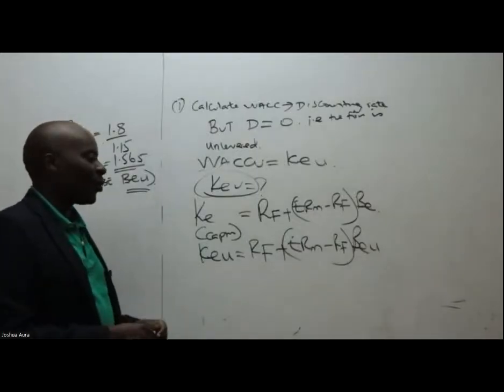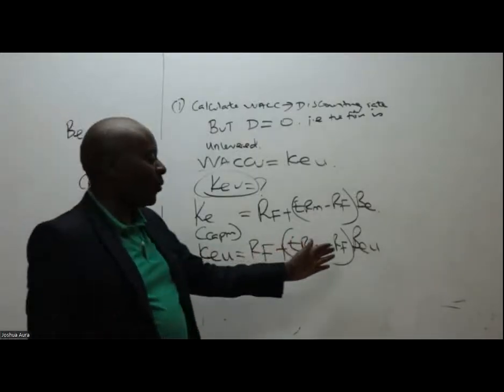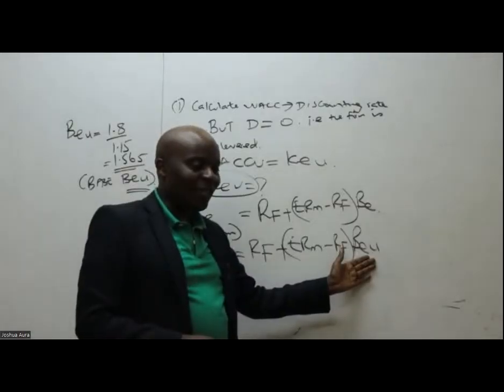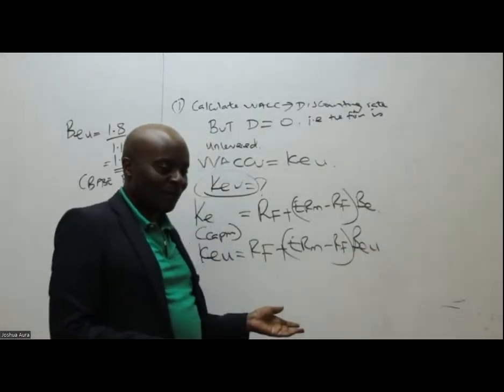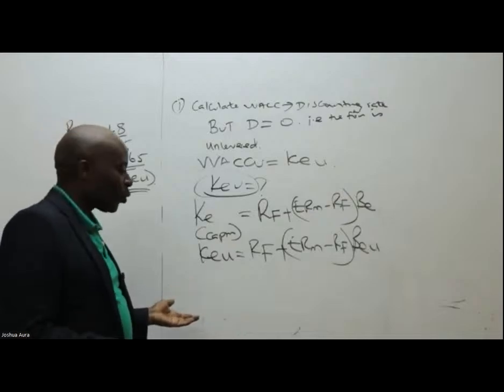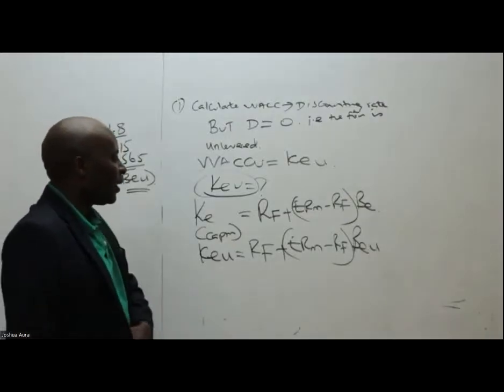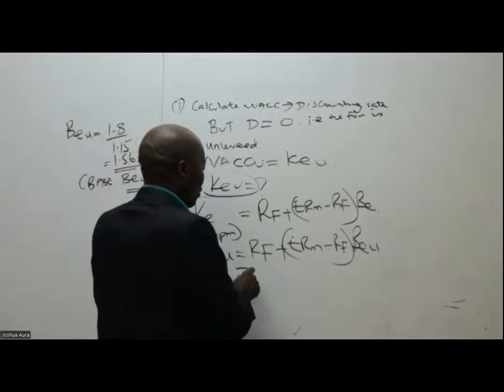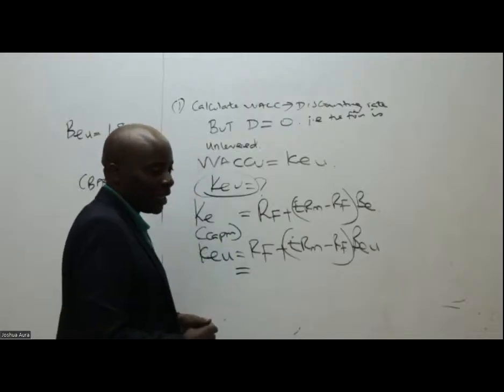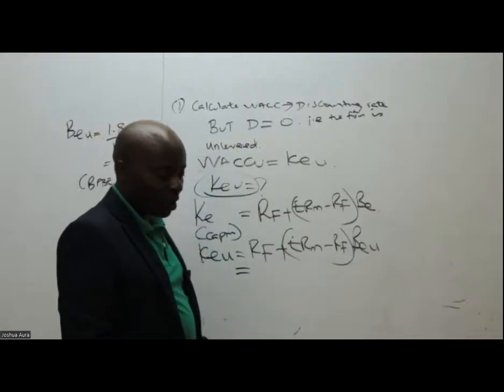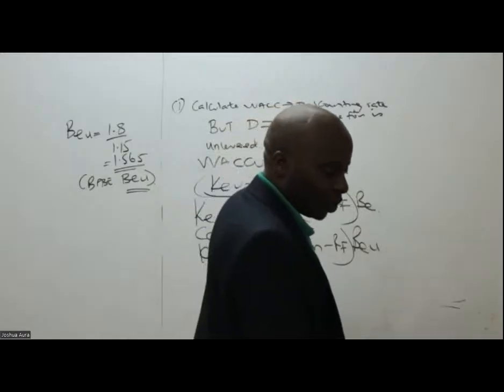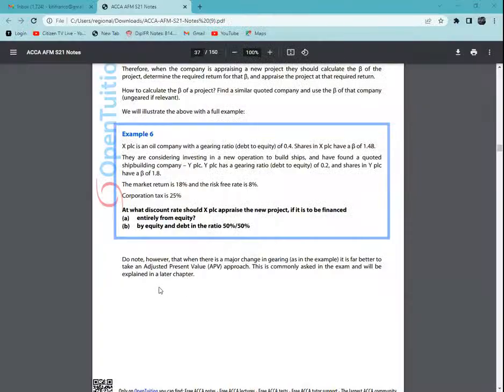So Q, I have to use BEU on the other side of the coin: beta equity of the unlevered firm of the industry that I'm going into. Ladies and gentlemen, are we aware, has the examiner given me the risk-free rate of return?